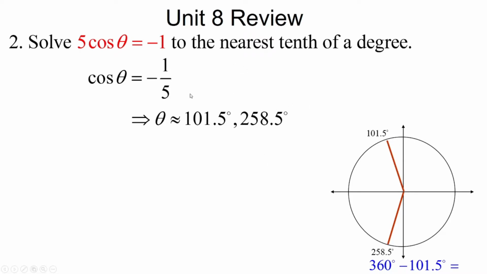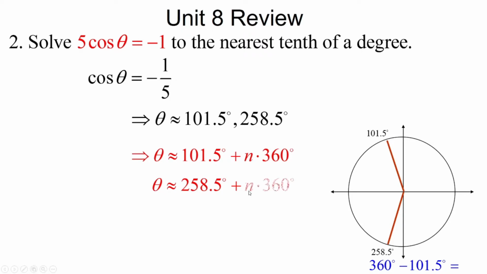Now, it looks like we're done, but look at something else. They did not give us an interval for our angles theta right here. So we need to assume that they want all possible solutions. So that's easy. Just take your quadrant 2 angle and your quadrant 3 angle, and add to each of them, since we're in degree mode, any multiple of 360. So I'm just going to go plus n times 360 degrees. And same thing here, plus n times 360 degrees.